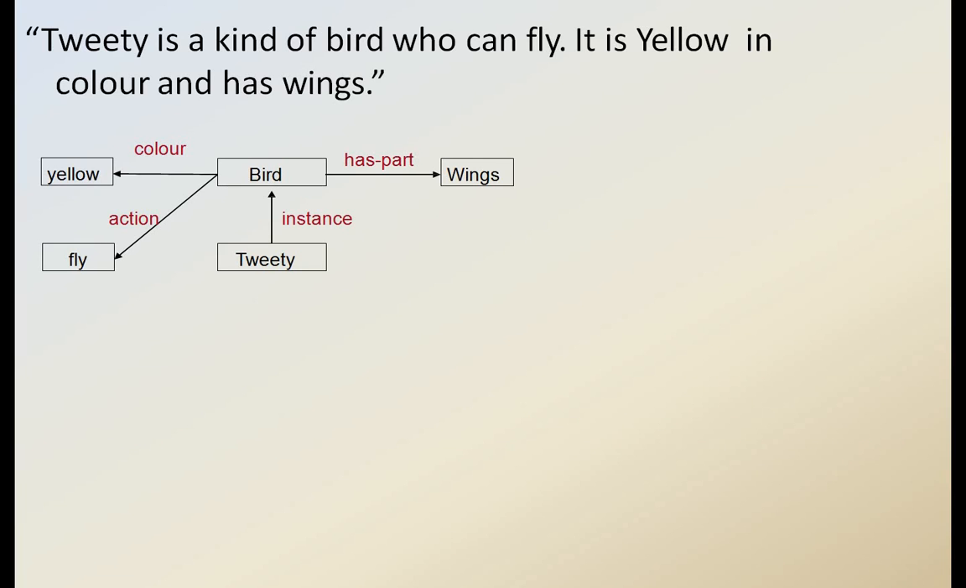Next we see another kind of example. Tweety is a kind of bird who can fly. It is yellow in color and has wings. So how can I represent this? Tweety is the instance of a bird, has part wings. So bird color is yellow and bird action is fly. You can represent the entire statement in the form of a semantic net like this. Bird instance is Tweety, bird has part wings, bird color is yellow and bird action is fly.